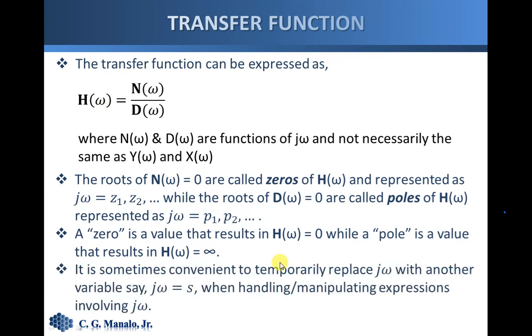Now, in our succeeding analysis, it would be convenient to let j omega equals s, as we'll see in the next example.